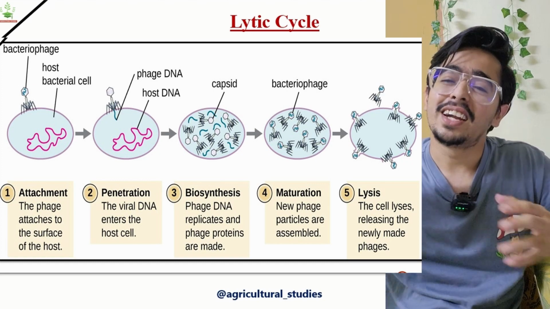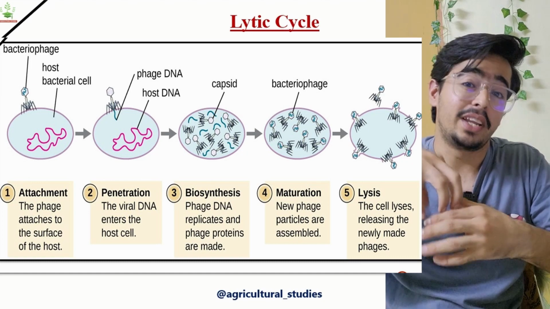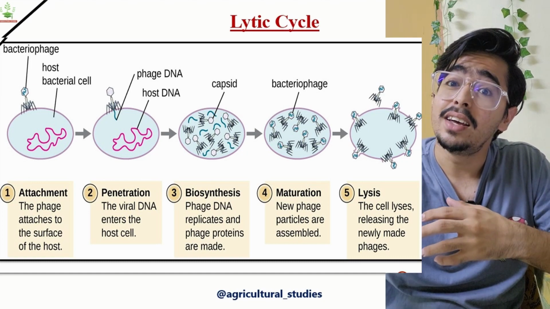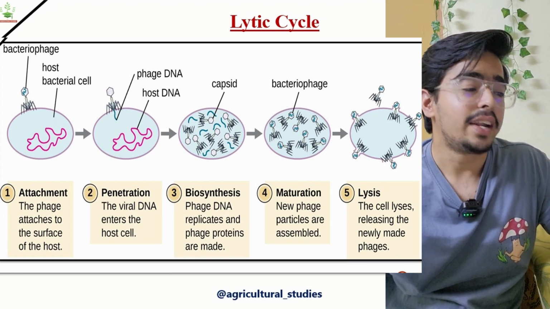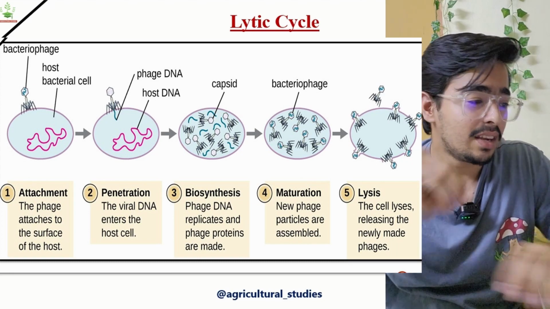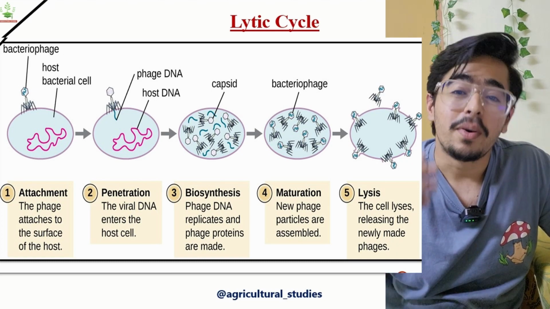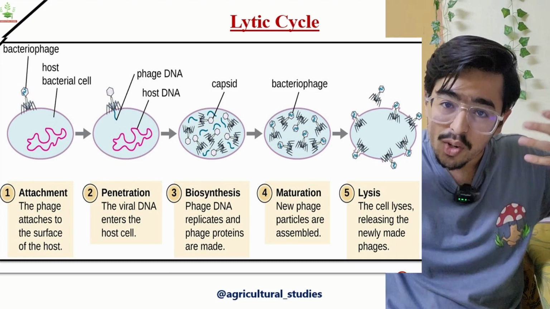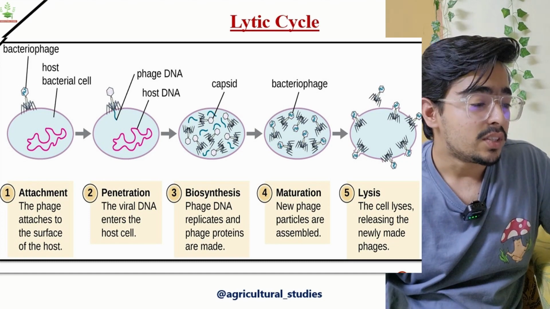Attachment means the attachment of bacteriophage to the bacteria. Bacteriophage is a virus that kills the bacteria, right? So the bacteriophage gets attached to the bacterial cell wall, which is known as the attachment. The second is penetration. Penetration of what? Penetration of genetic material. Bacteriophage transfers its genetic material into the bacteria, which is known as penetration.